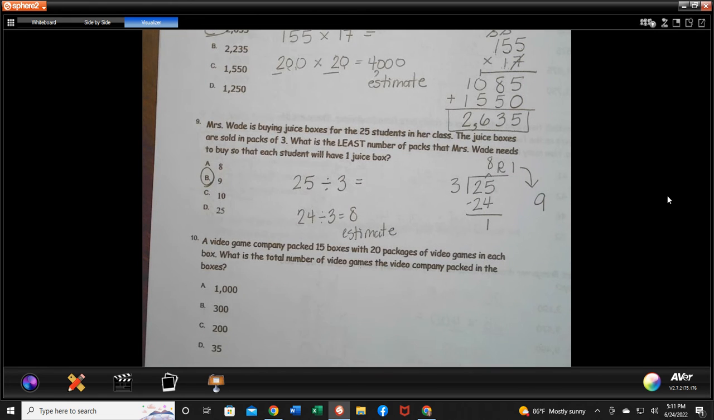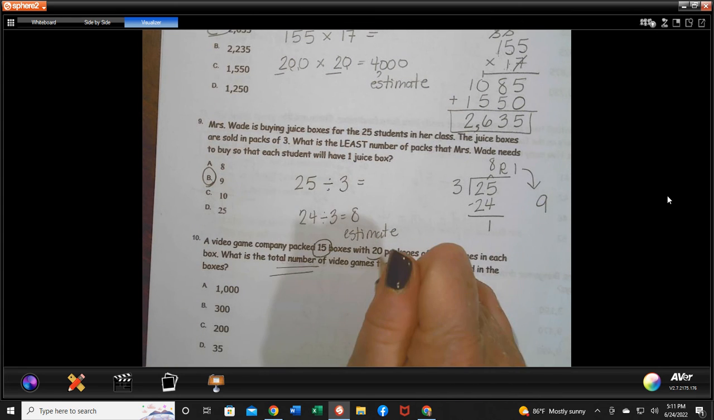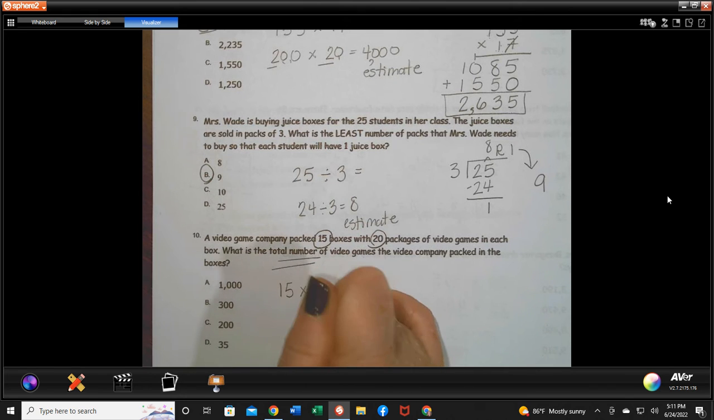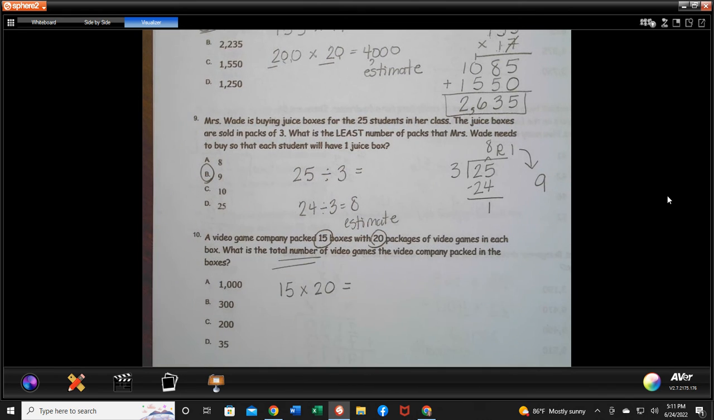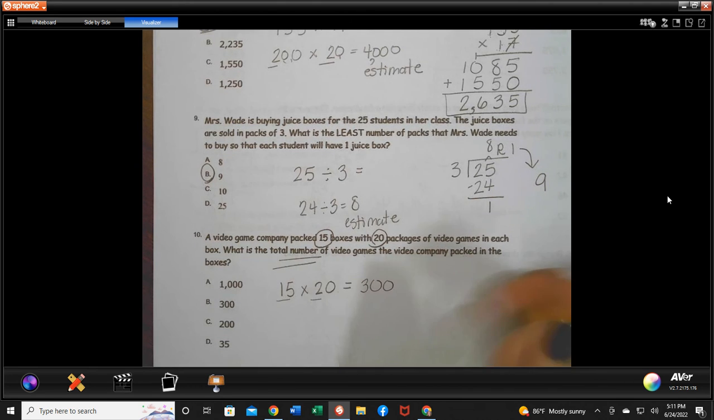All right, number 10. A video game company packed 15 boxes with 20 packages of video games in each box. What is the total number of video games the company packed in the boxes? So I'm looking for the total number, and I know that each of these 15 boxes has 20 packages inside. So that's 15 groups of 20. So that's some multiplication. I'm actually going to be able to multiply right here within my estimate because I know 15 times 2 is 30. And I can annex that 0 and I get 300.